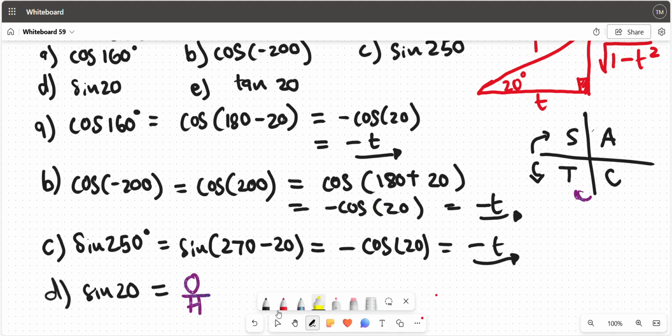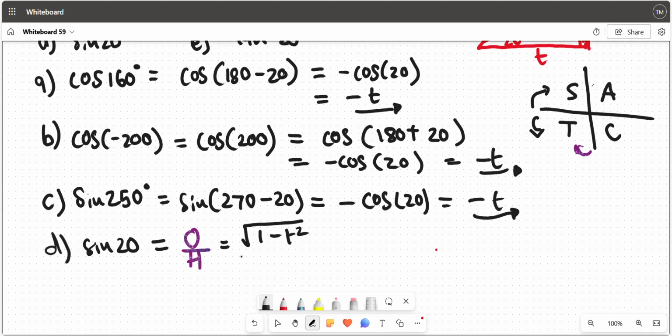So I just need to put that as a fraction, as a ratio. It's going to be the root of 1 minus t squared divided by a 1. Right? And this you can simplify as just 1 minus t squared, all underneath the root. All right, that is D.